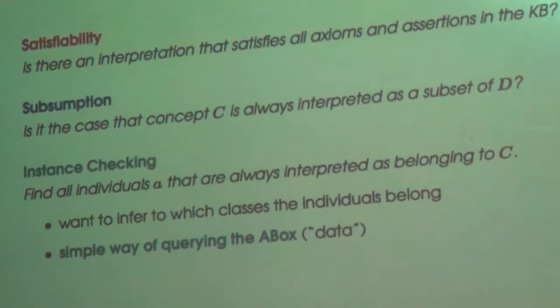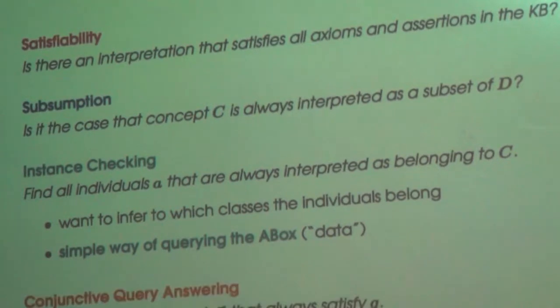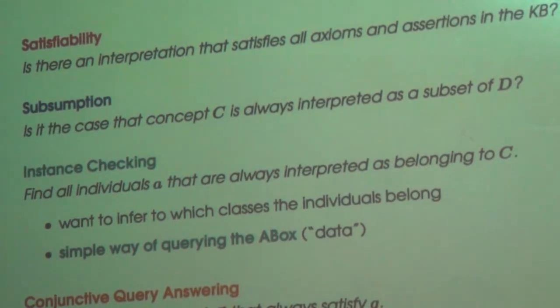Or you could do it vice versa: you could pick an individual and find out which classes it belongs to. This is a very simple way of querying our A-box, our set of facts. Another way of querying, which is a lot more complex and has become popular in recent years, is conjunctive query answering.